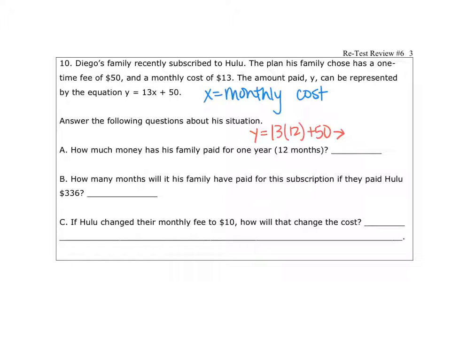So, I'm going to plug this in. 13 times 12 plus 50. You could also put this in y equals and use the table. When x equals 12, y is 206.